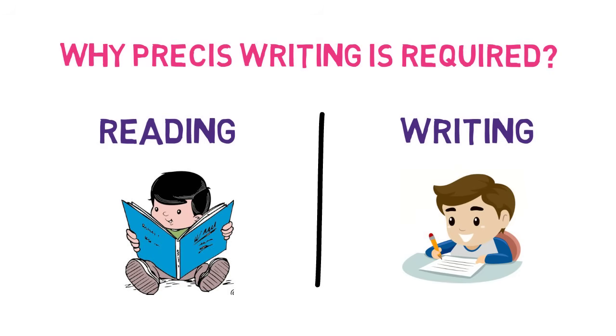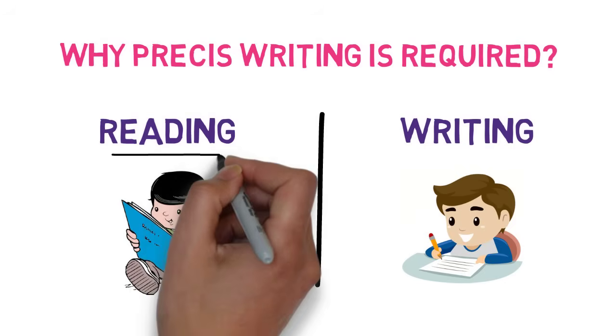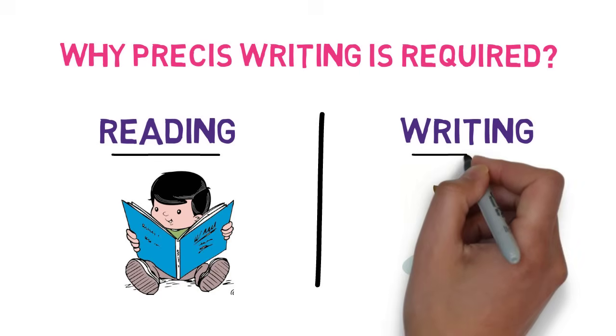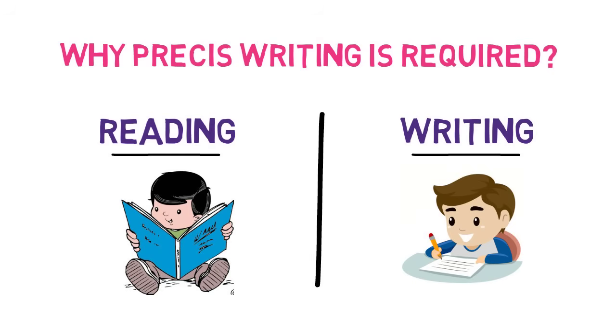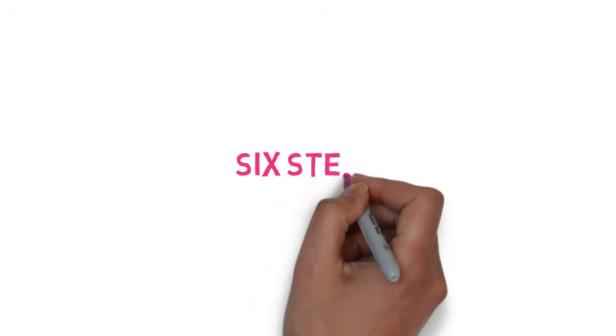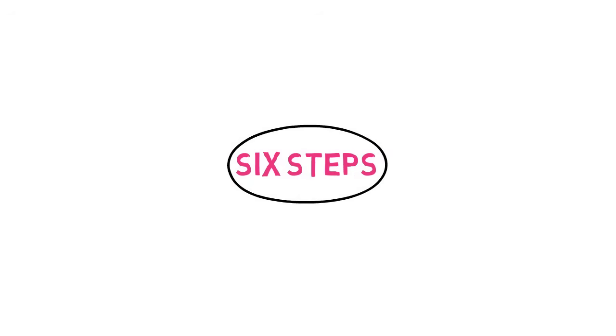To conclude, the ability to grasp quickly and accurately what is read or heard and to reproduce it clearly and concisely is of utmost value at any stage of life. Now, let's learn the art of Precis writing. There are 6 simple steps that we need to follow while writing any Precis. Let's learn each step one at a time.